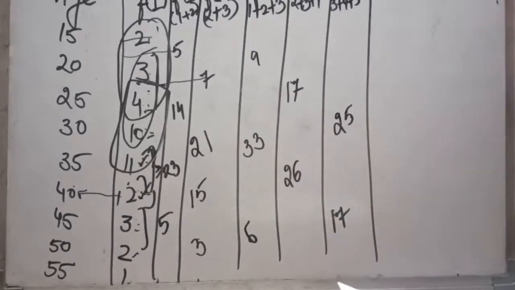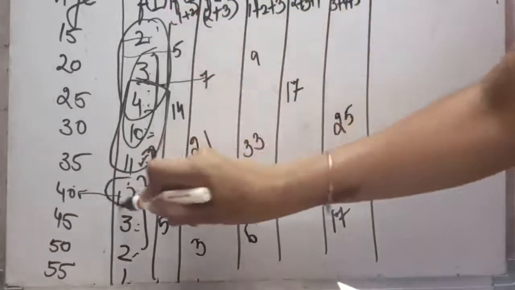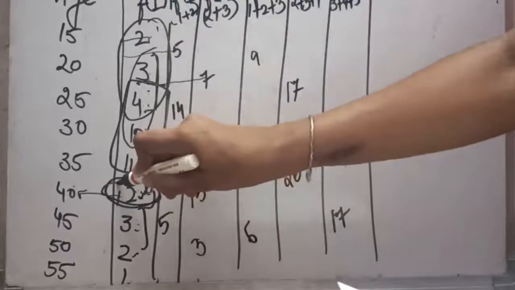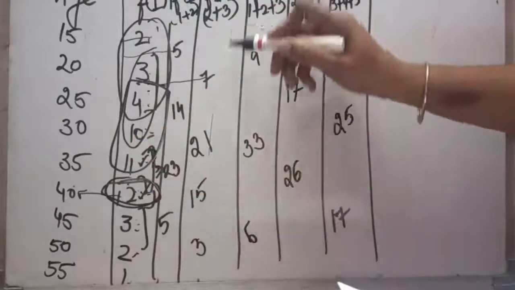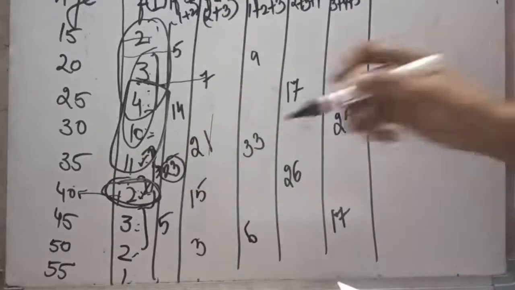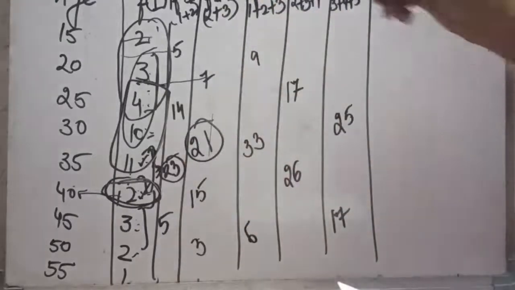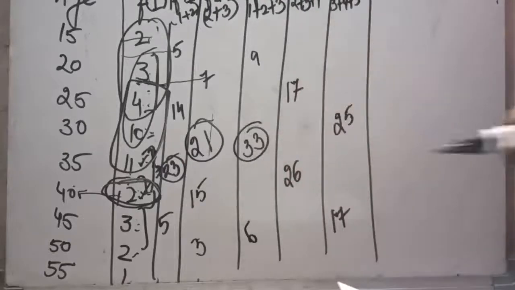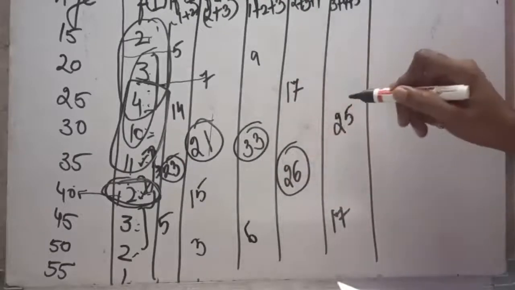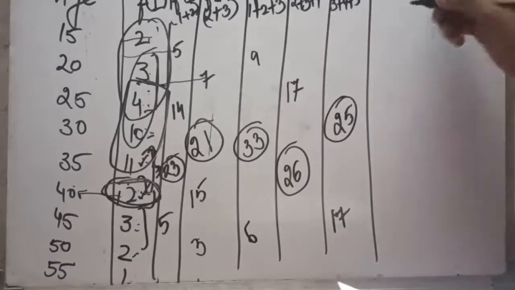Now the maximum values will be encircled. In F1 our maximum value is 12, so we circle that. In the second the maximum value is 23, so circle it. In the third the maximum value is 21, circle it. Then 33, 26 and 25. Once we circle them, we can prepare the analysis table.